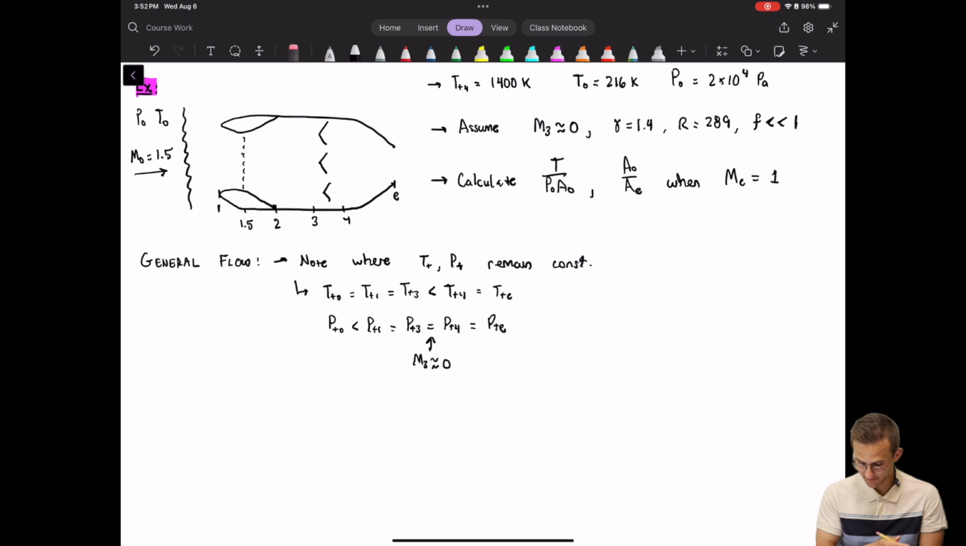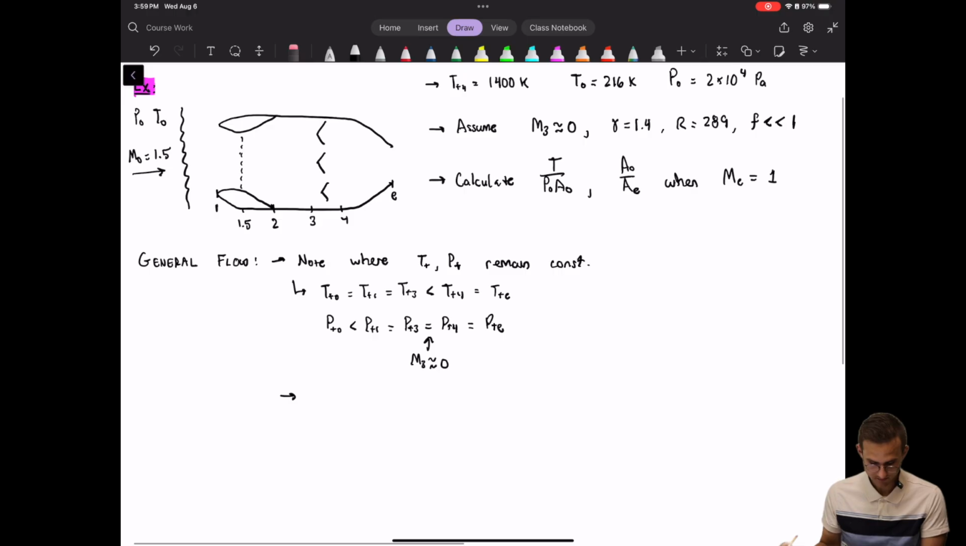For every single one of these problems, I would write down these two lines here, because it'll help you if you want to relate two stations, like the inlet and the exit, for example. You know that at the exit, the stagnation temperature is equal to a known value, TT4 in this case. So it makes it a little bit easier when you know where all those things are equal. Okay, so that's the first bit of the general flow here.